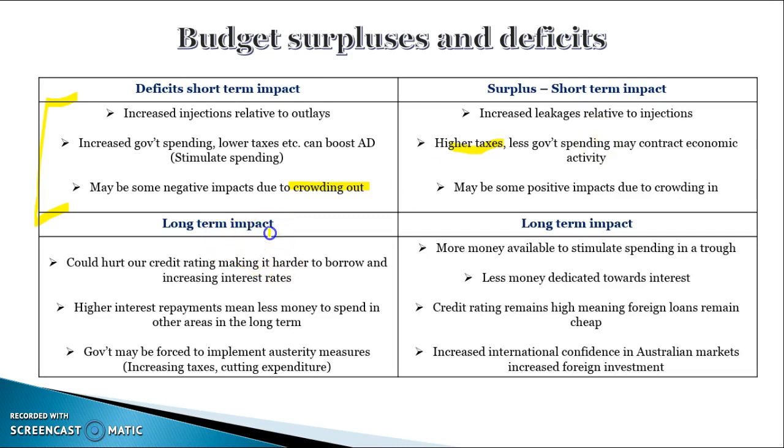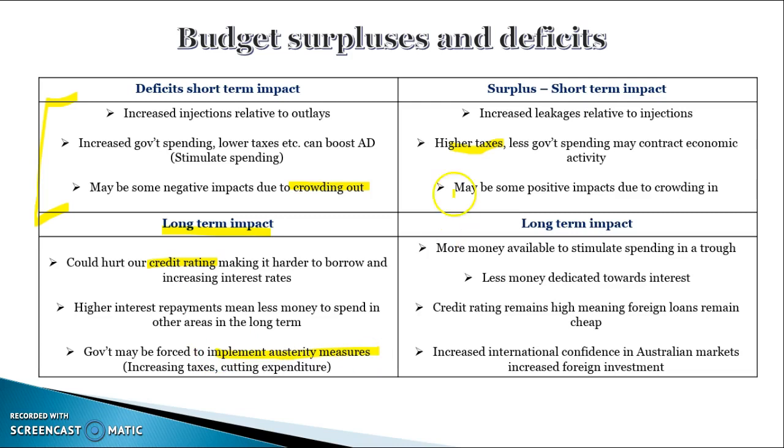So in terms of deficits, the long-term impact can be negative. Deficits lead to a build-up of government debt, which can hurt our credit rating. That can make it hard to borrow and increase interest rates. Higher interest repayments lead to less money to spend in other areas, and the government may also be forced to implement austerity measures to try and pay back their debt, so they may have to raise taxes and cut welfare.